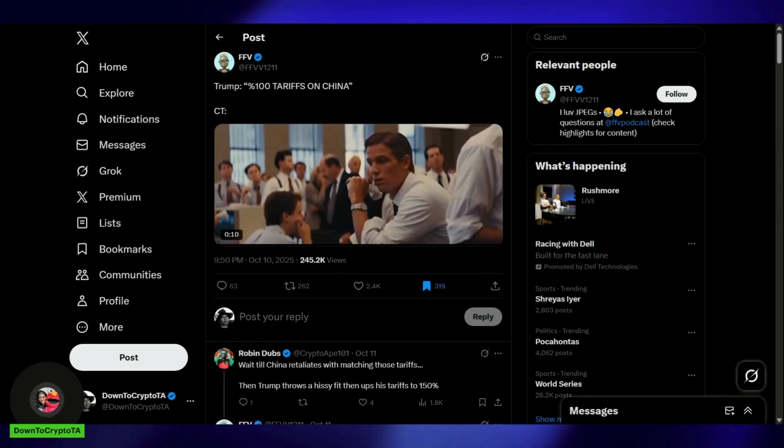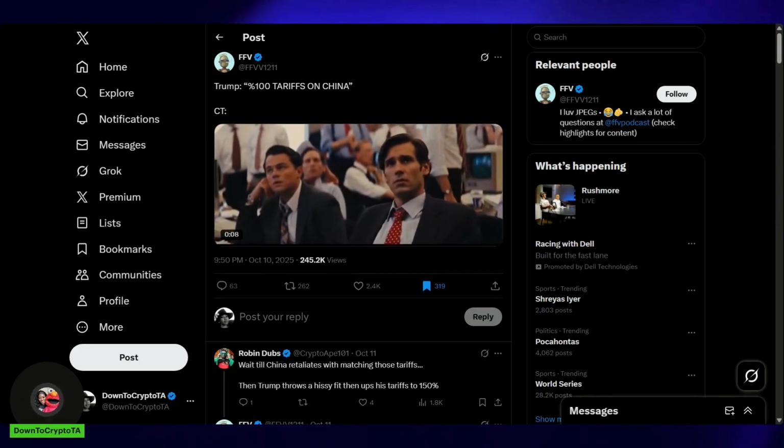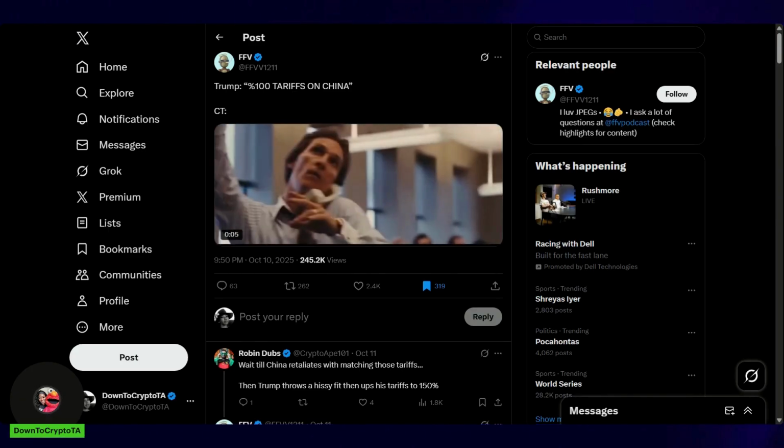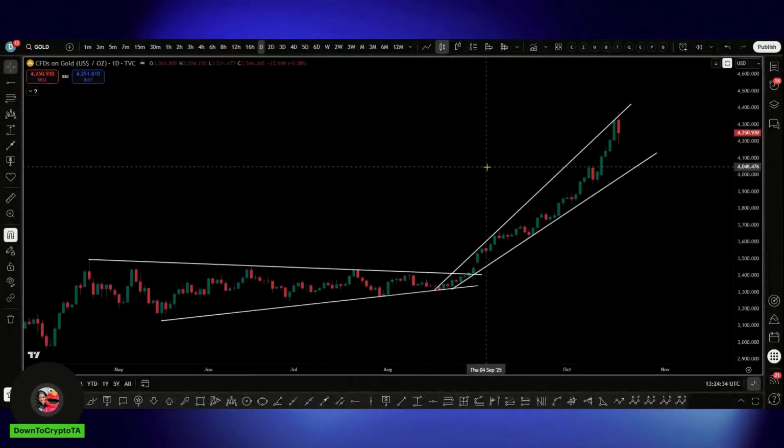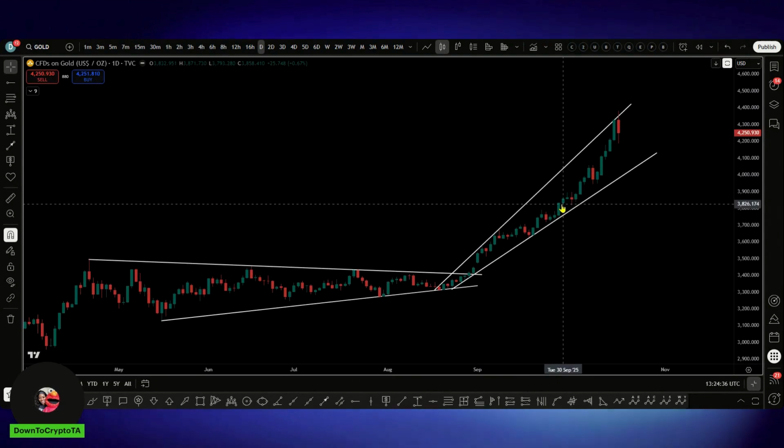So we know that the sell-off in gold wasn't weakness in the metal; it was just a reaction to the shifting rhetoric. So I'm going to zoom out a little bit here. I'm going to take us over here to the daily time frame.